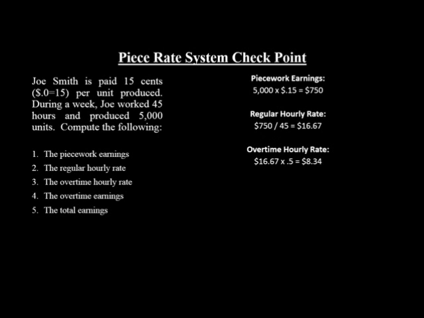The overtime hourly rate is calculated by taking the $16.67 multiplying by 0.5 to determine the overtime hourly rate is $8.34. The overtime earnings are calculated by taking the 5 hours of overtime multiplied by $8.34 equals $41.70 overtime earnings. And the total earnings are calculated by adding the regular earnings to the overtime earnings for a total of $791.70.